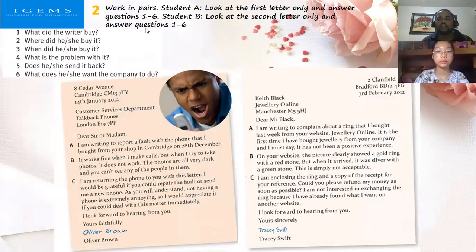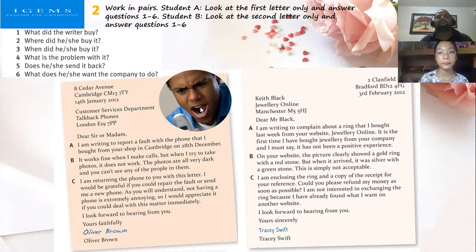So now I have a set of questions for you. First, look at the first letter, and only answer questions 1 to 6. Then we're going to answer the other ones. Okay, so the first question is, what did the writer buy? In the first email, he bought a phone, and in the second, a ring, a gold ring.